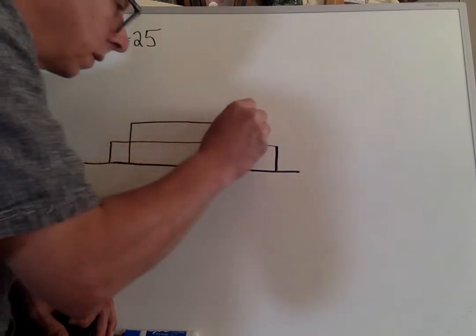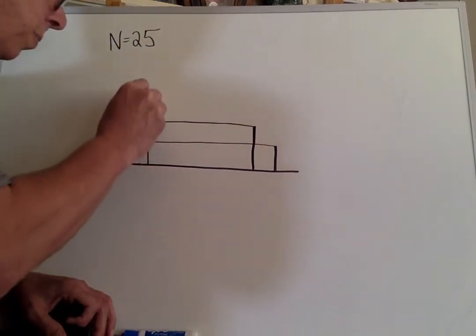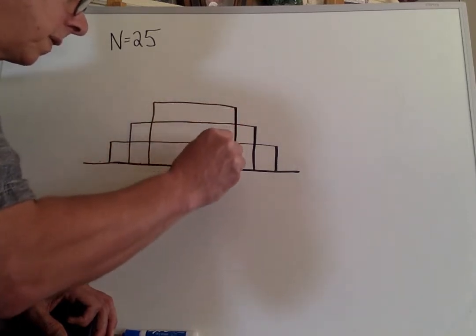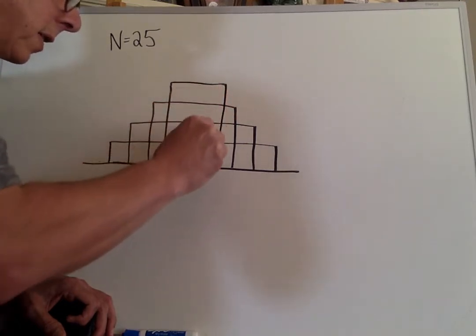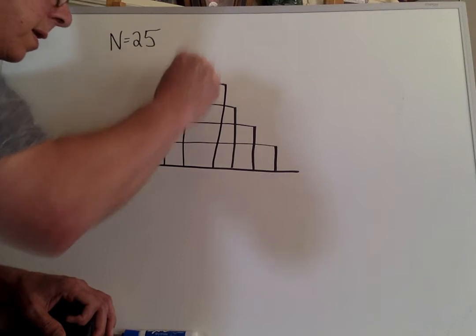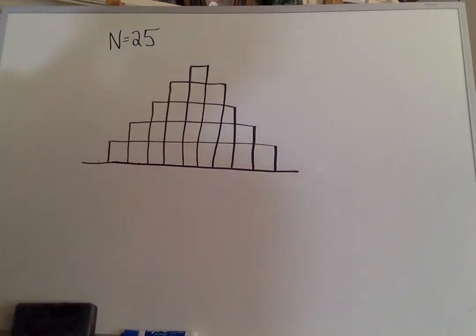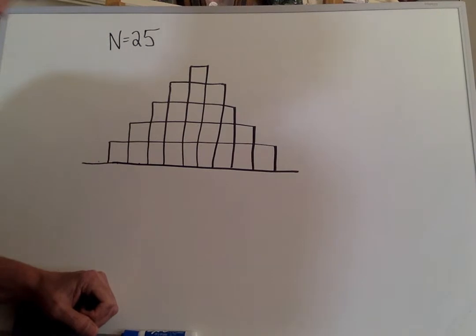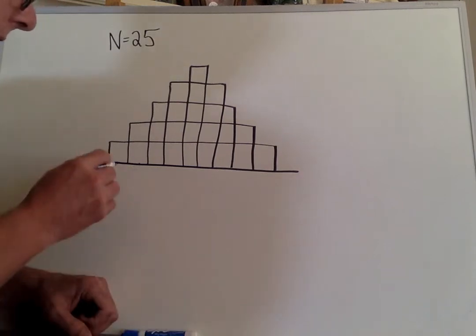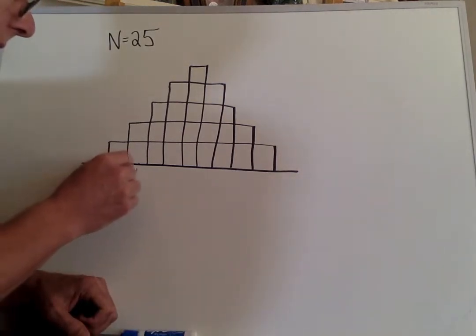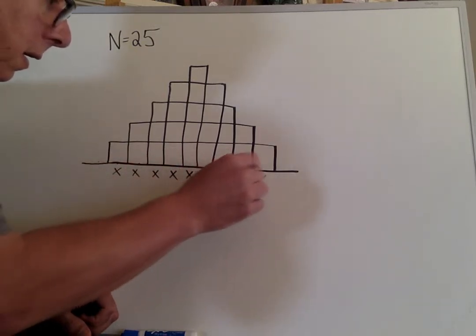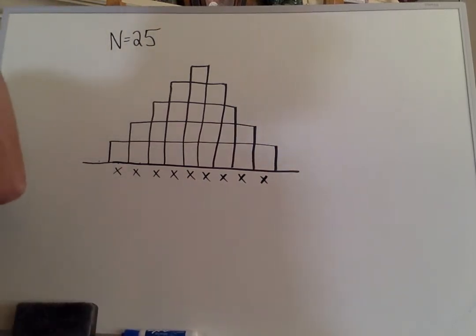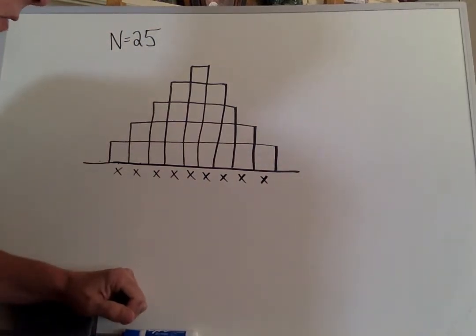You can draw this in your notes as well, I hope. This is kind of an artistic way of doing this, kind of cheating here a little bit. Okay, and that's actually a population of 25. You can count them if you would like. There's 25 blocks there, and each of these blocks has a numerical value.